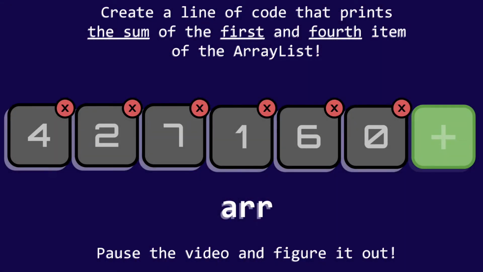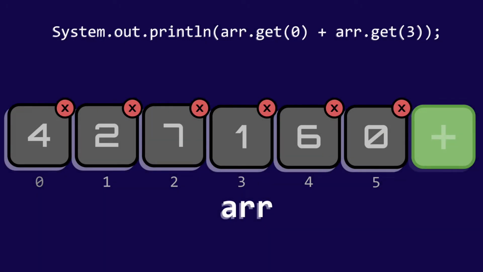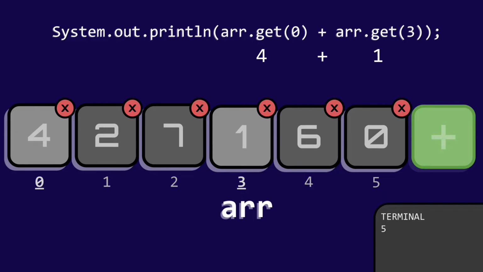Using what you've learned so far, try to create a line of code that prints the sum of the first and fourth items of the array list. Pause the video now and resume when you're ready to see my solution. By using two get methods, one for index 0 and another for index 3, I can add the return values together to get the result. In this case, it equals 5.